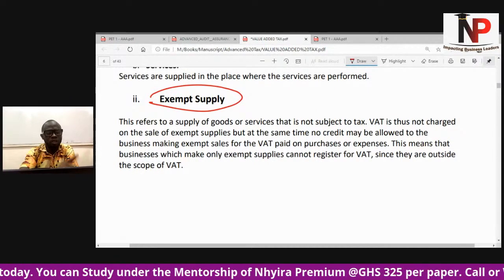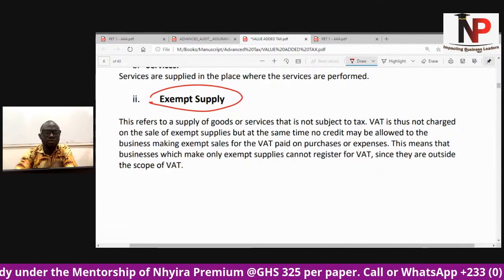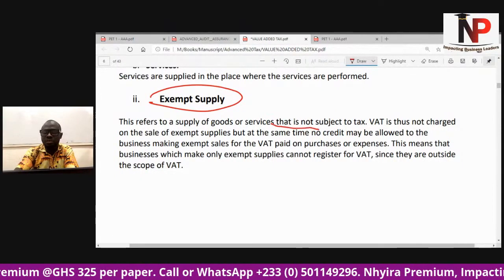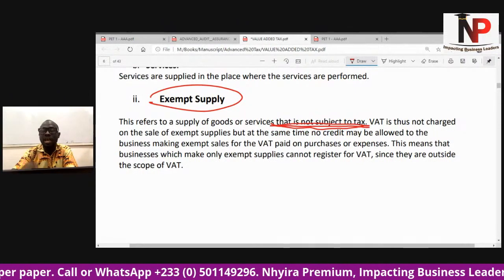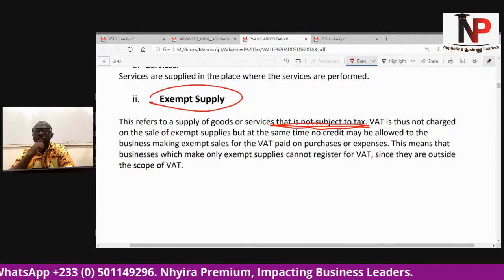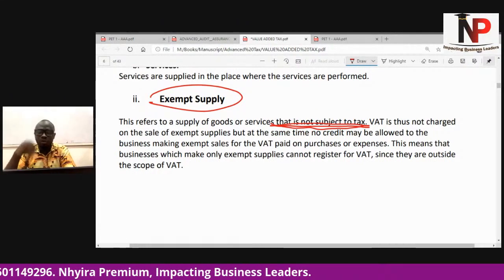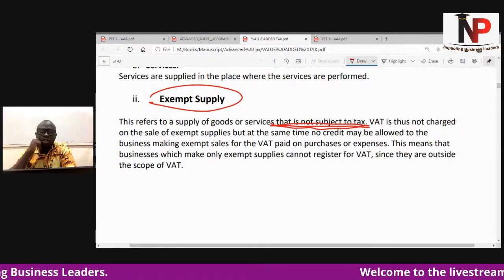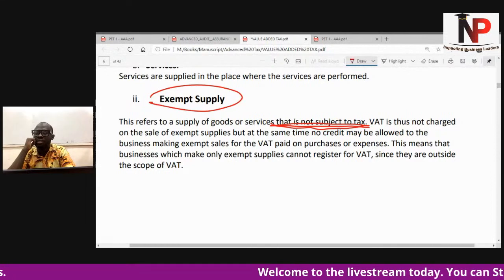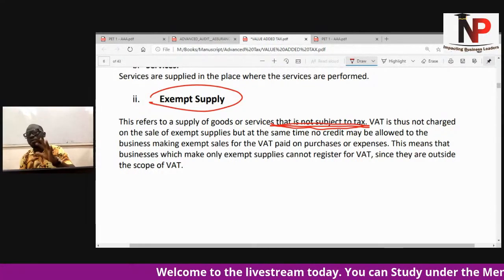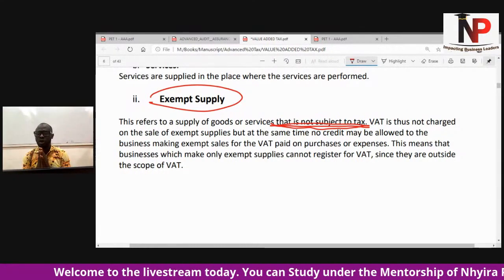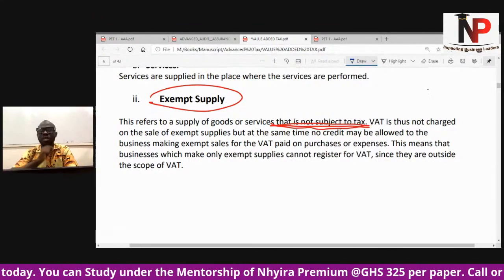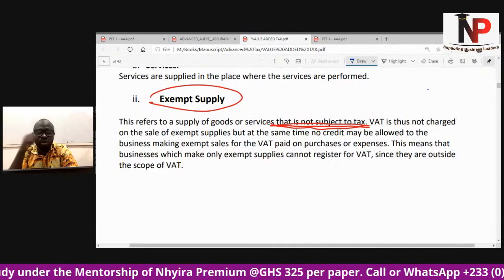What does that mean? So let's take the definition. This refers to a supply of goods and services that is not subject to tax. That is the key word there: not subject to tax. So the supply of goods and services that is not subject to tax are what we refer to as exempt supplies. But you've got to be careful about the treatment of all of these things, because if you're not careful with the treatment, something is going to screw up.